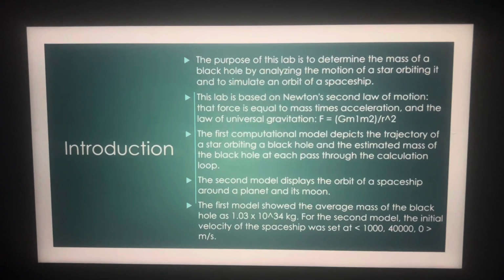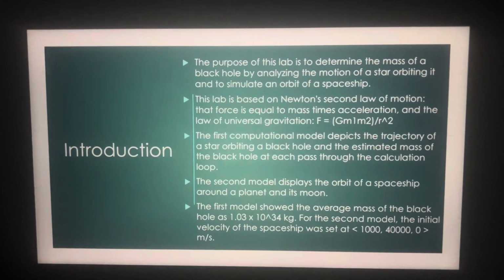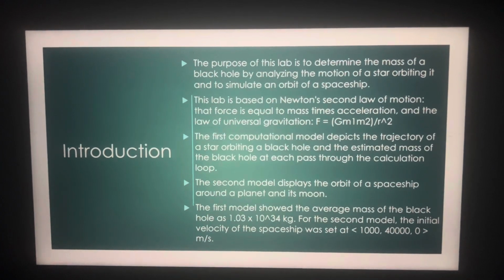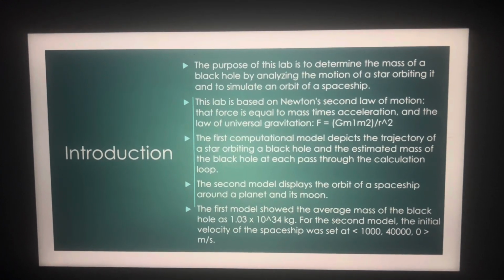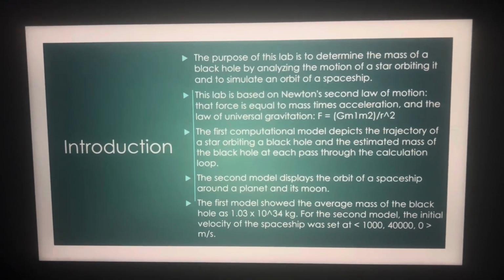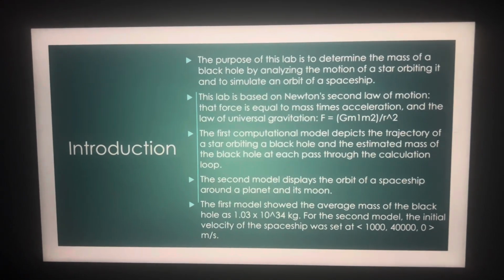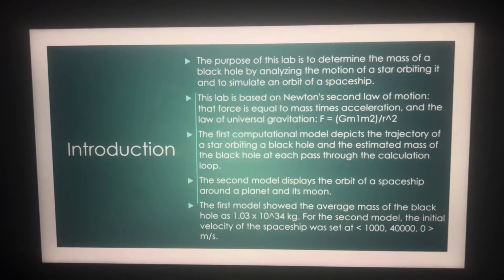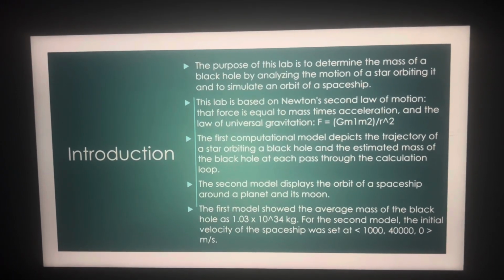The first computational model that was made using VPython depicts the trajectory of a star orbiting a black hole and the estimated mass of the black hole at each pass through the calculation loop. The second model displays the orbit of a spaceship around a planet and its moon. The first model showed the average mass of the black hole as 1.03 times 10 to the 34th kilograms. For the second model, the initial velocity of the spaceship was set at 1,000, 4,000, 0 meters per second.